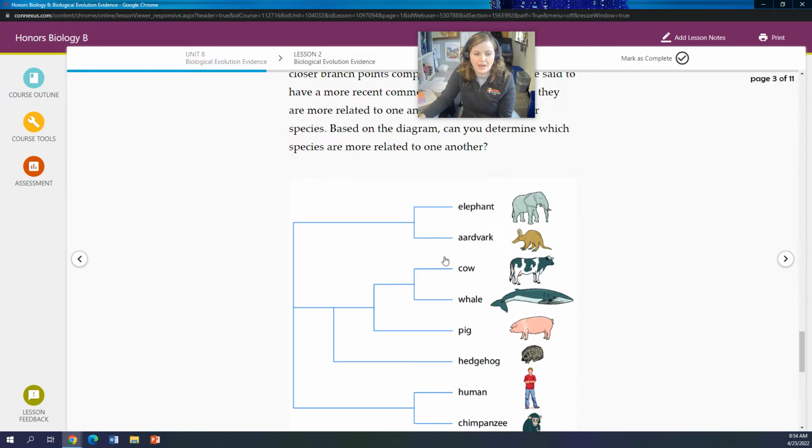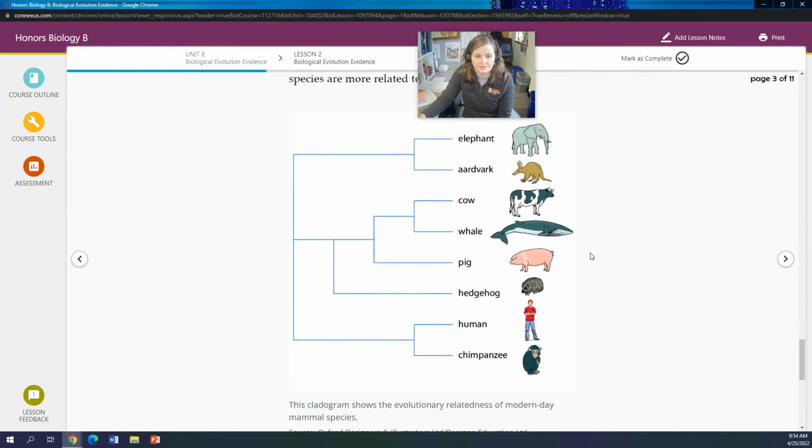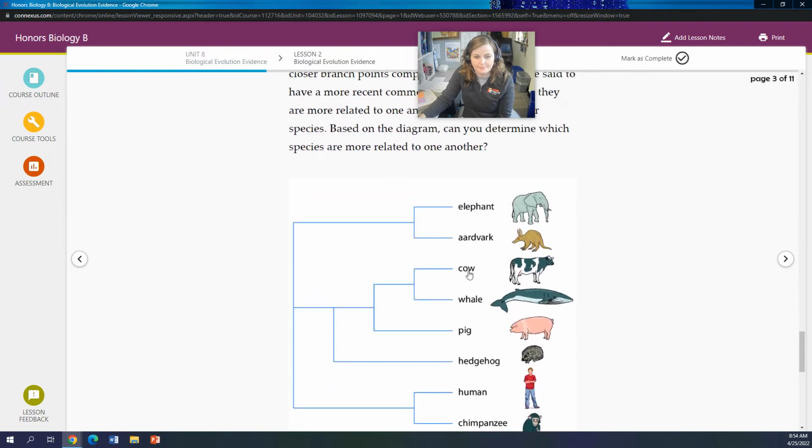In a cladogram, however, the length of the lines here do not represent time at all. So the longer the line doesn't necessarily represent that it's been quicker. And you can see tree species that have closer branch points compared to other species are said to have a more recent common ancestor. So, for example, elephants and aardvarks have a common ancestor that's more recent than an elephant does with, say, a whale.